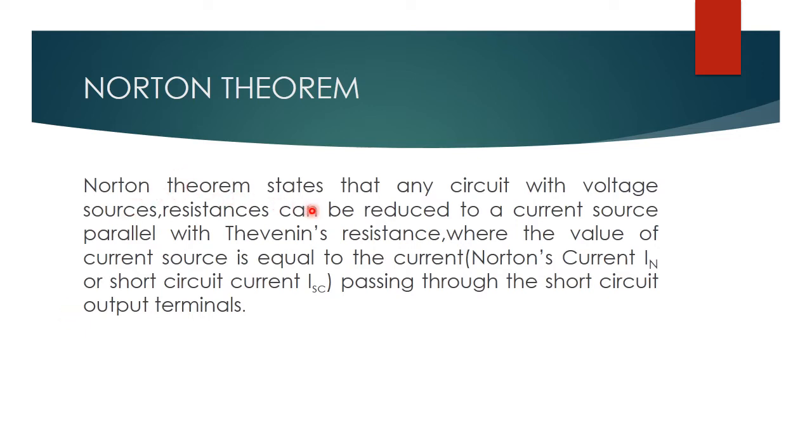Norton Theorem states that any circuit with voltage sources and resistances can be reduced to a current source parallel with Thevenin's resistance, where the value of the current source is equal to the Norton current IN, or the short circuit current ISC, passing through the short circuit output terminals. So in simple terms, Norton theorem means it consists of a current source parallel with the Thevenin's resistance.